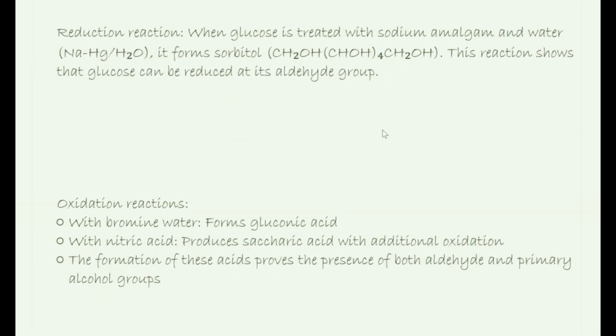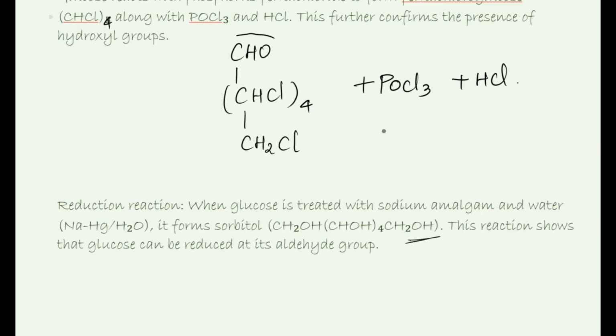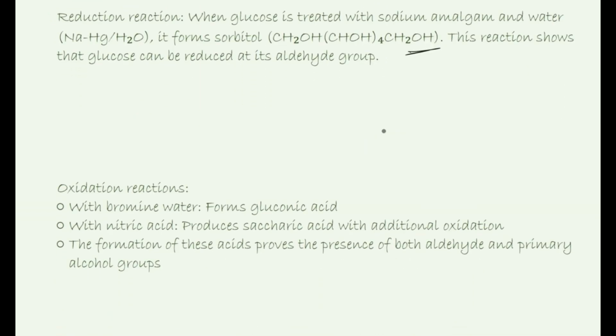Okay. The next reaction is the reduction reaction. When glucose is treated with sodium amalgam and water, it forms sorbitol. The structure is given over here, sorbitol. This reaction shows that glucose can be reduced at its aldehyde group. You can see in previous reactions I just mentioned the CHO group, aldehyde group. But here that aldehyde group got reduced to CH2OH, which confirms the presence of an aldehyde group in glucose.